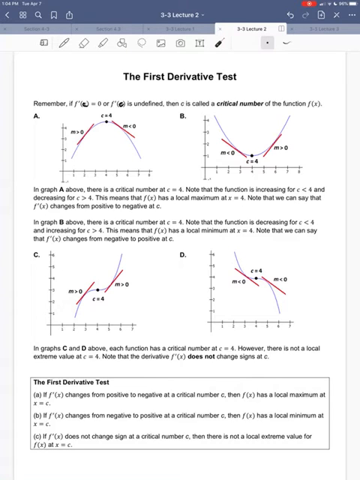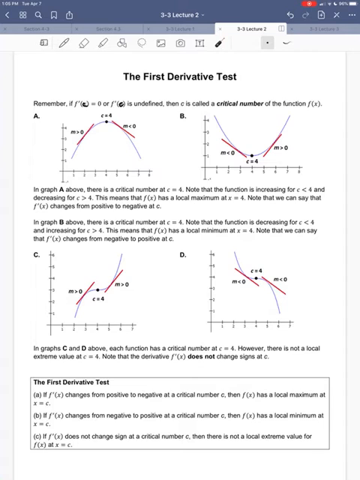Now in graph A, if x is less than 4, then the function is increasing as I'm going from left to right. But if I'm greater than 4 and I move along the function, the graph is decreasing. And that, of course, means I have a local maximum at c equals 4. The function is increasing to the local max and then decreasing for the rest of the time.